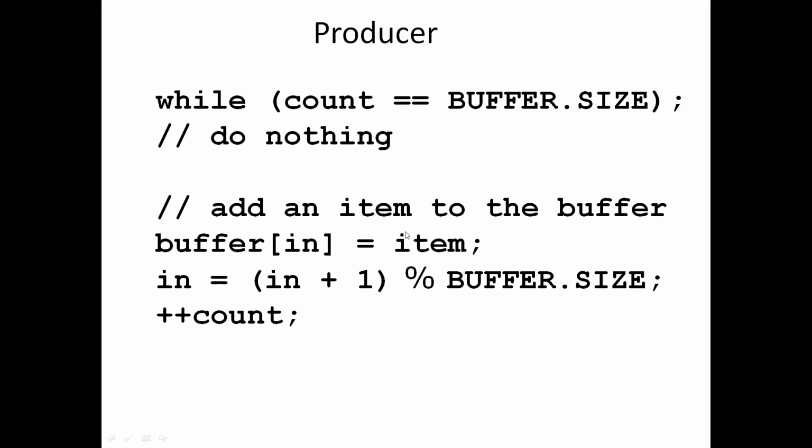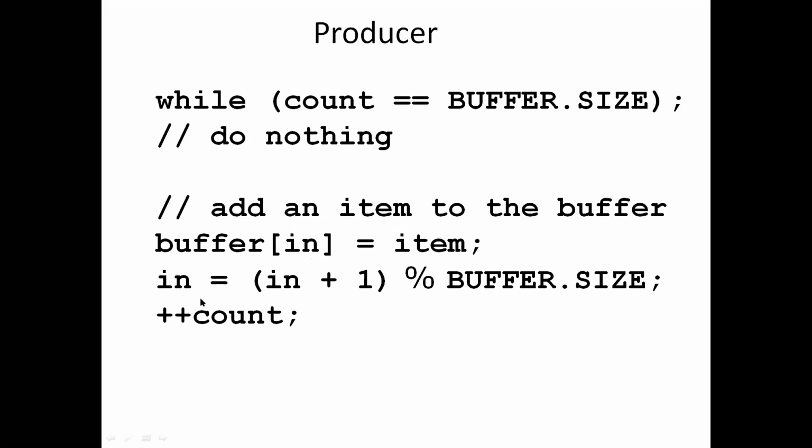Next item will be produced by the producer. That is the second item. We assume that it is 20. So the second item will be placed in buffer at in value, which is 1. Okay, in buffer position 1, the second item will be placed, that is 20. Okay, 20 we are placing in the buffer.